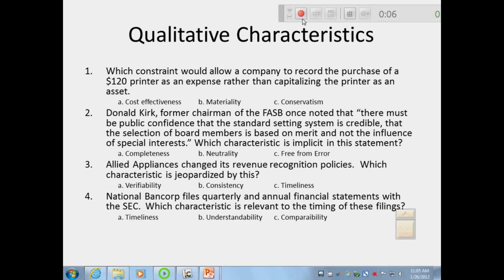Okay, so we've got a company which has changed its revenue recognition policy. So it used to follow one method, and now it follows another method. What is violated, or what characteristic is jeopardized? Has it made financial statements that are somehow less verifiable? Are they less consistent? Or are they less timely?